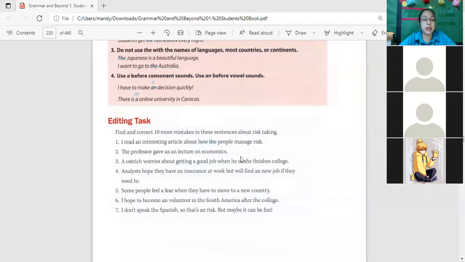What else? We have another mistake in that sentence. And, yes, because this one is a word that begins with a consonant, we don't use an, we use a, yeah? Okay, so we cross out the letter N. Number three, an ostrich worries about getting a job, a good job, when he or she finishes college. An ostrich. Okay, in that case it's an, because the word begins with a vowel, yeah. Okay, number four, analysts hope they have an insurance at work but will find any job if they need to.